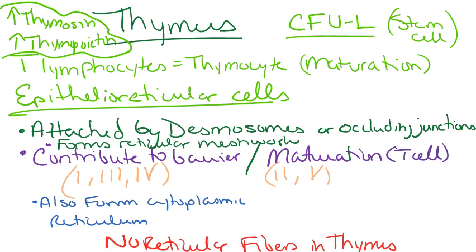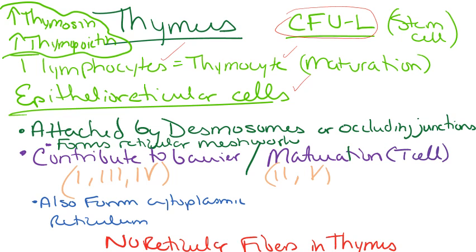So, the thymus. First of all, the specific type of cell that we're talking about is the CFU-L, which is the stem cell for our T cell. We have our thymosin and our thymopoietin being secreted by the thymus to assist in the development of the thymus, as well as secreting to the bone marrow to increase the levels of thymocyte production by the bone marrow so that it can replace T cells in the case of T cell loss. So T lymphocytes are thymocytes when they're mature.